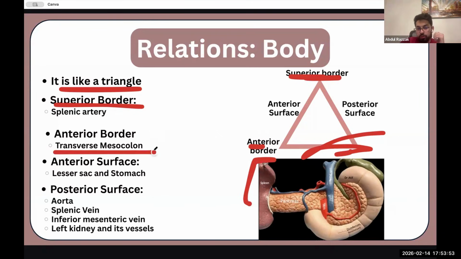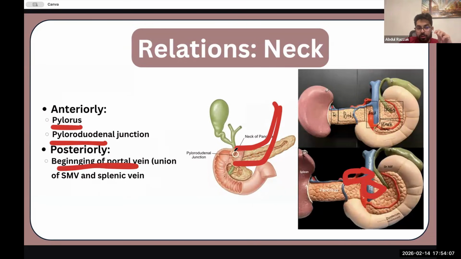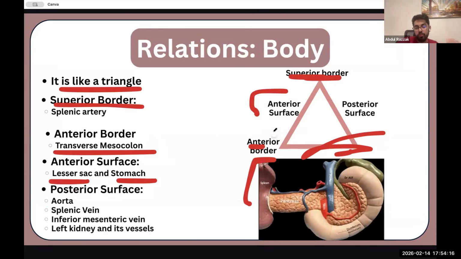Anteriorly, you have your transverse mesocolon, which makes sense because we already said that the transverse colon runs in front of the pancreas. On the anterior surface, we have the lesser sac and the stomach. So here we said that the neck has the pylorus and the pyloroduodenal junction in front of it. Then the stomach is going to continue like this. And what is the area behind the stomach? We already said that the area behind the stomach, behind the lesser omentum, is the lesser sac, which is the area behind the stomach, basically, okay? So this means that the body of the pancreas lies behind the stomach and the lesser sac as well, okay?